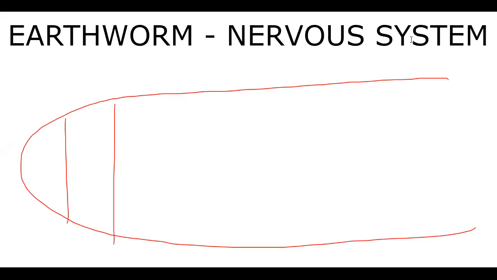Earthworm, Pheretima posthuma, nervous system of earthworm. So let us see the nervous system of earthworm. For that, we need to go with the segments of the earthworm. So showing the segments.